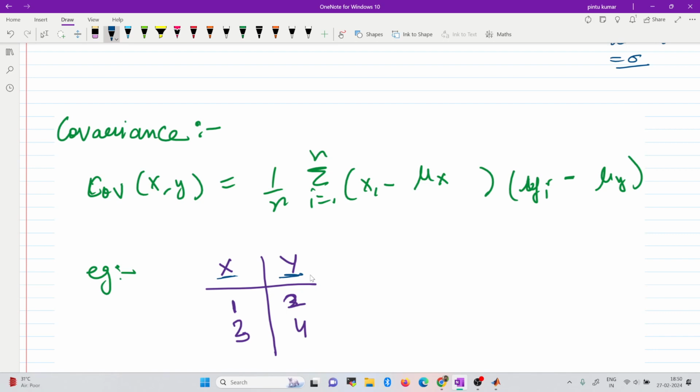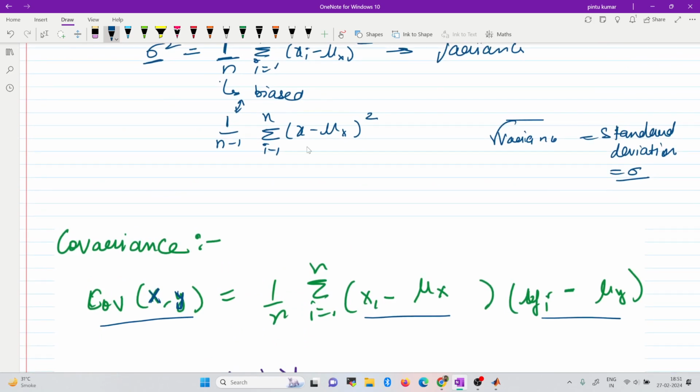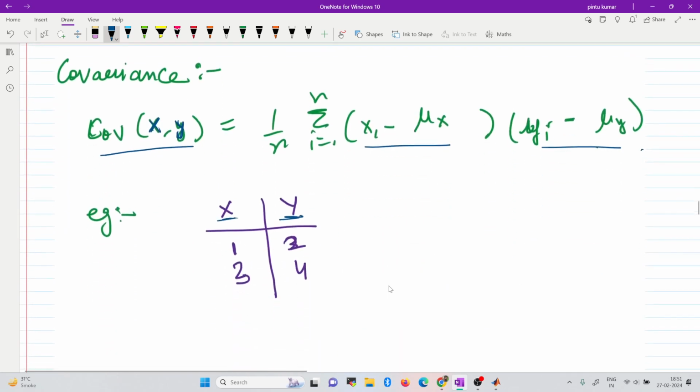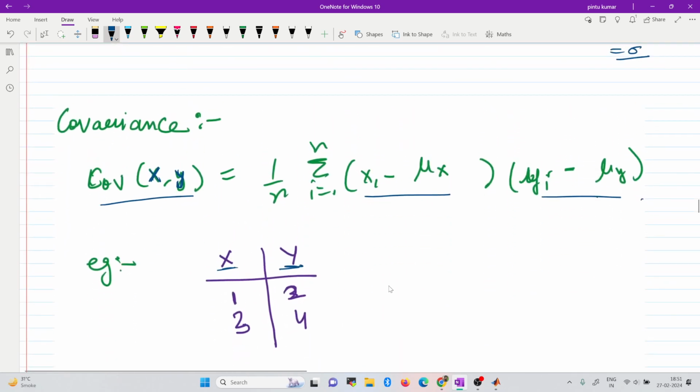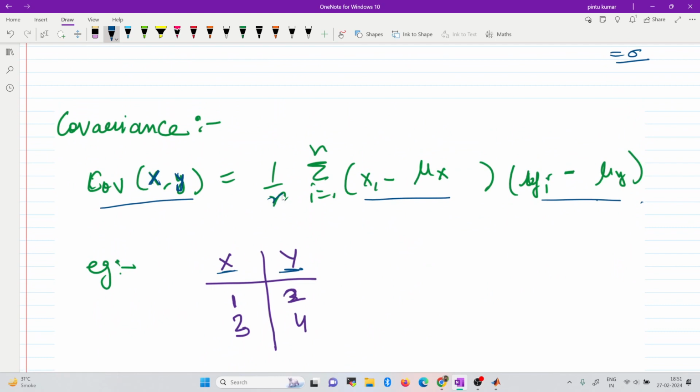So what you do is you define a term known as covariance between x and y. Covariance is always between two random variables, let's say x and y. So how is it defined? It is defined as summation of x minus mu x into y minus mu y. It is similar to the variance that was defined. In variance you had x minus mu x into x minus mu x. Now one of the x minus mu x is replaced by yi minus mu y. That's why it is known as covariance. And you divide it by n.